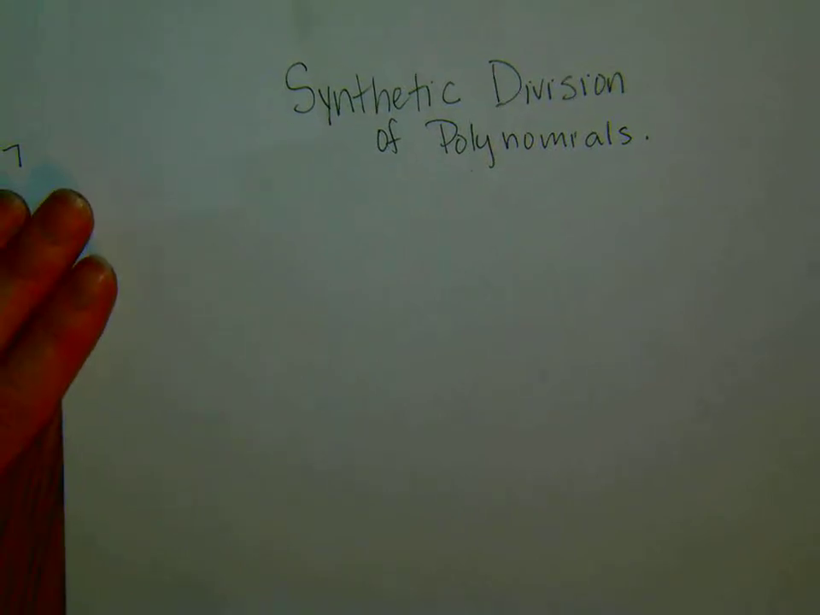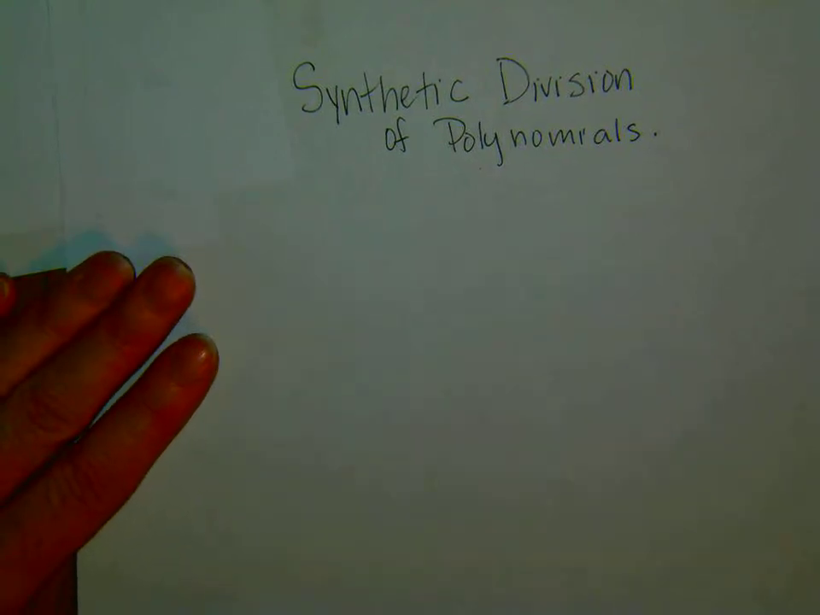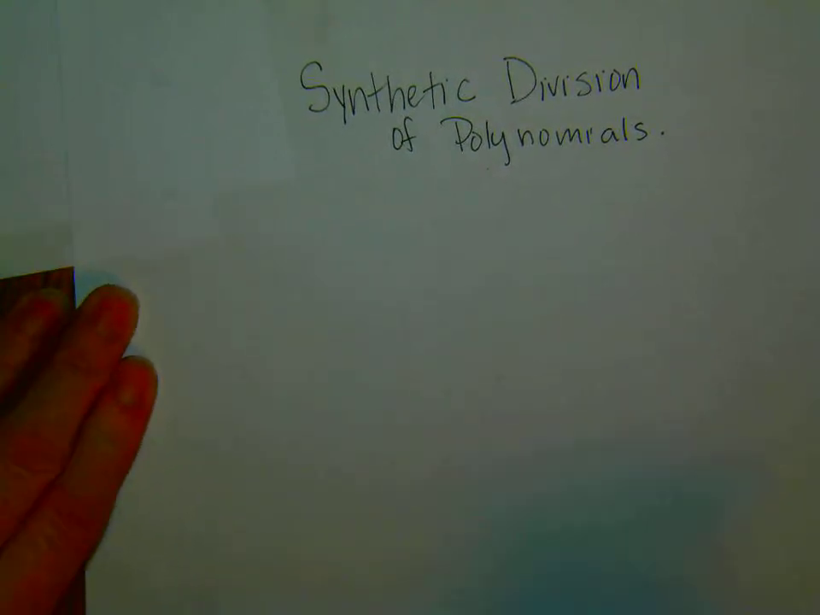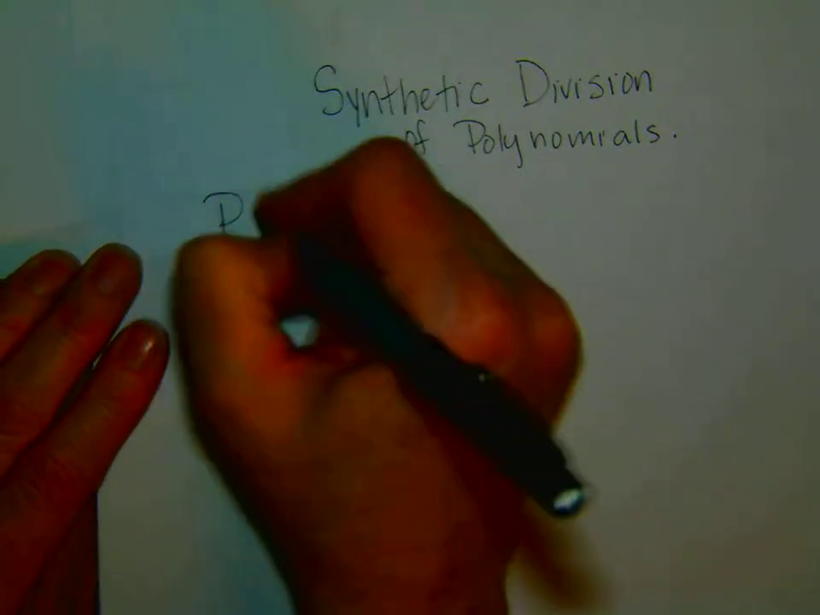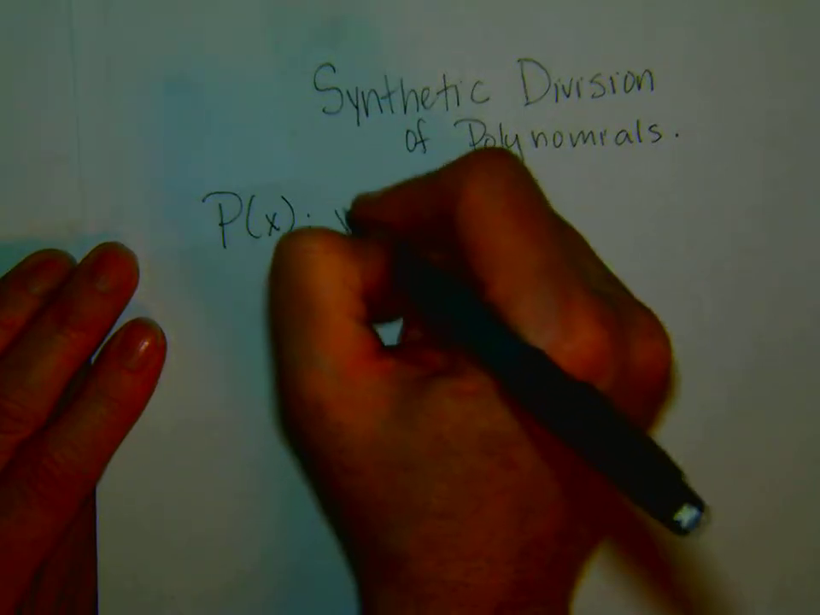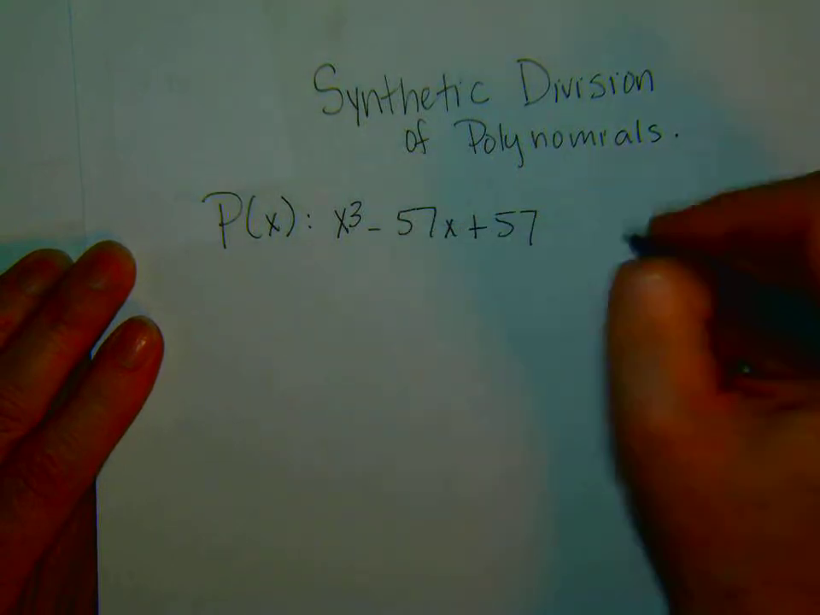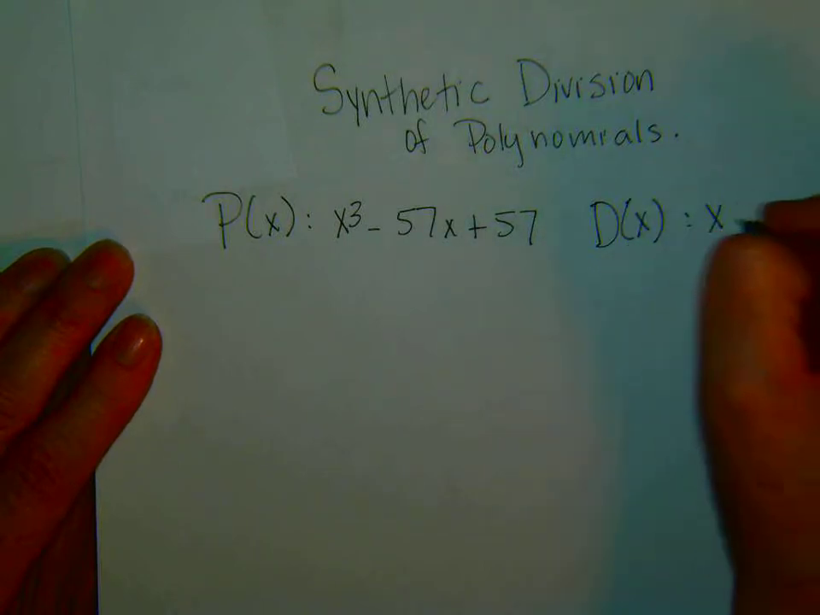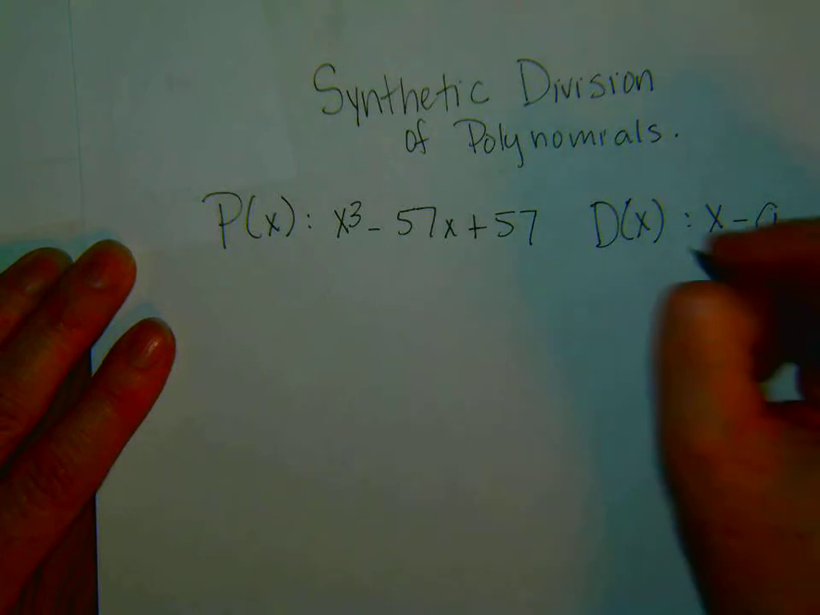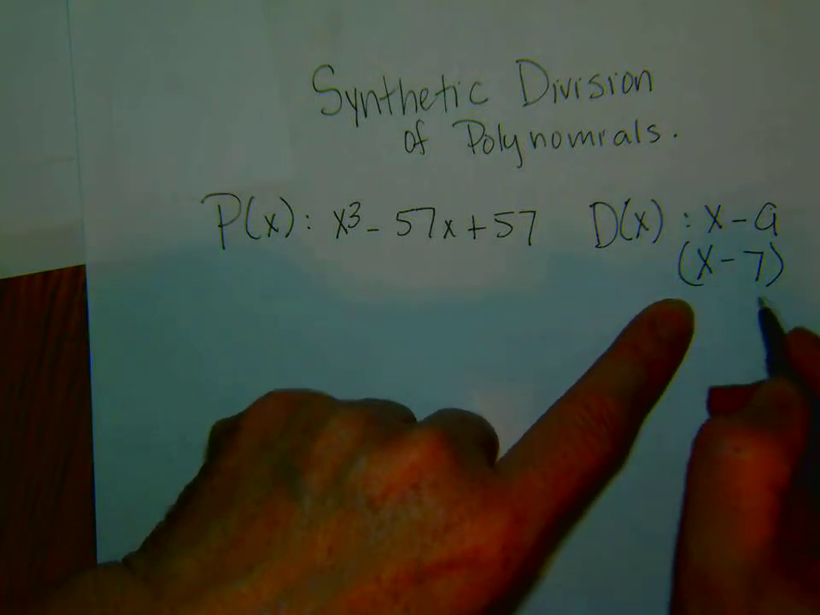Okay, so we're doing synthetic division of polynomials now, which we're going to like a lot better. It's faster, it's easier, it's just better. So we're going to take the problem. We have the polynomial p of x equals x cubed minus 57x plus 56. We're going to divide it by the divisor d of x, which is x minus a. In this case, we're going to divide it by x minus 7. Noticing that our divisor is always in the linear form x minus a, so it's x minus 7.